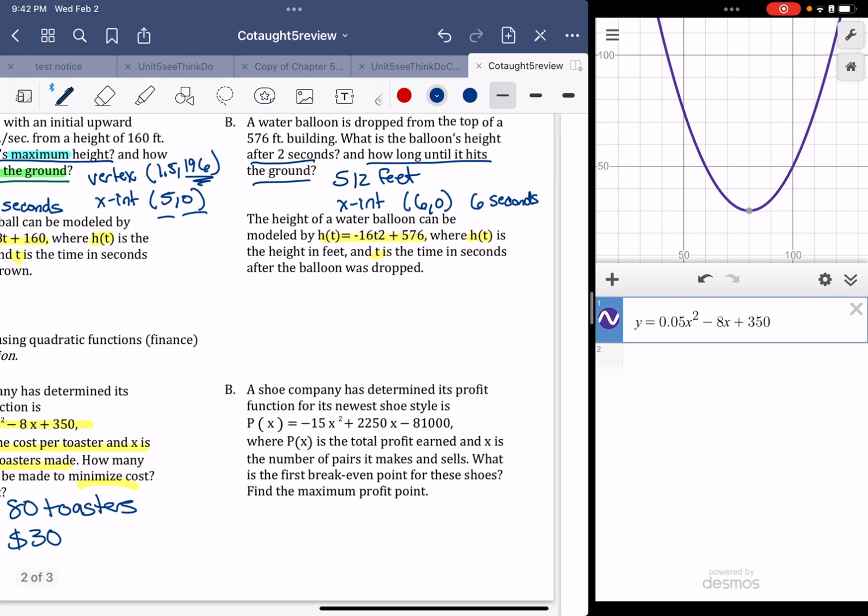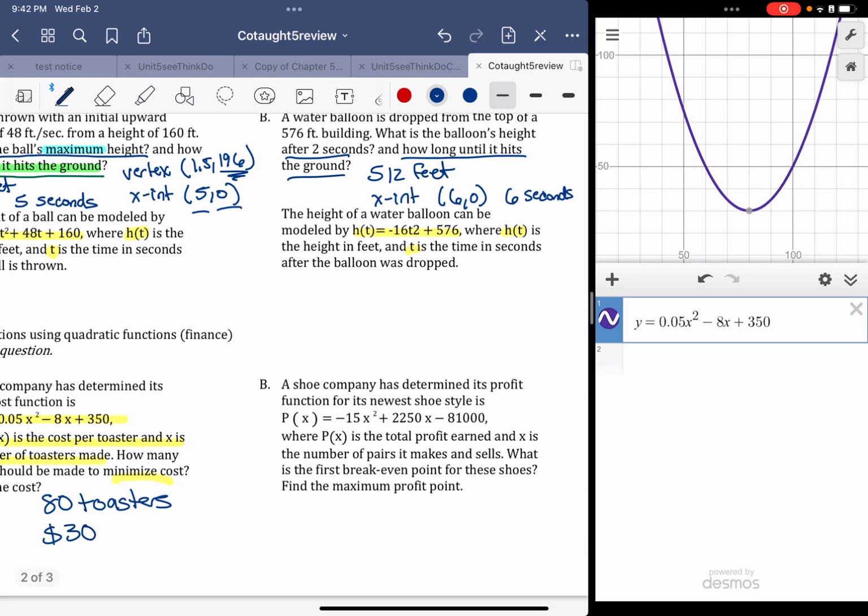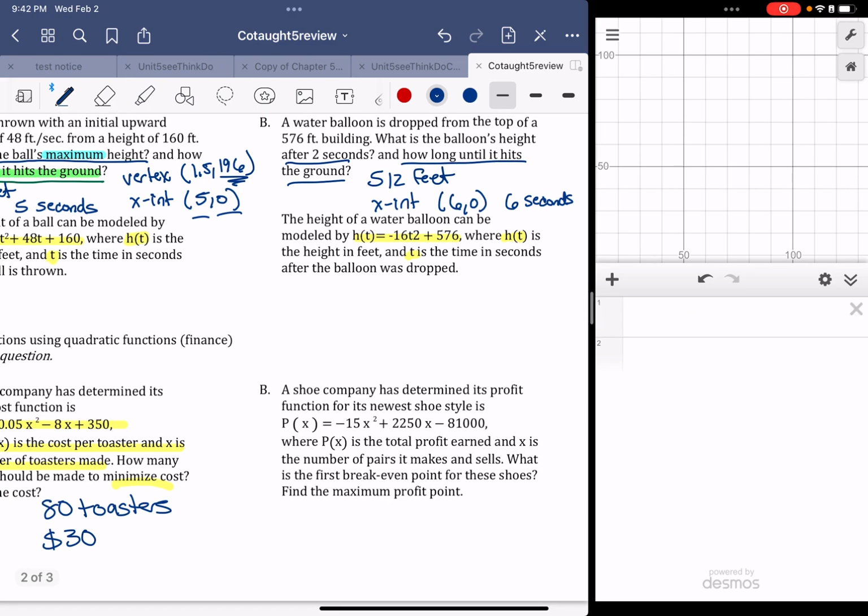All right, shoe company. So a shoe company has determined its profit function for its newest shoe style is P of x equals this. So P is the profit and x is the number of shoes that it makes and sells. What is the first break-even point for these shoes? So we have two questions here. The first is the break-even point, and then the second is the maximum profit.